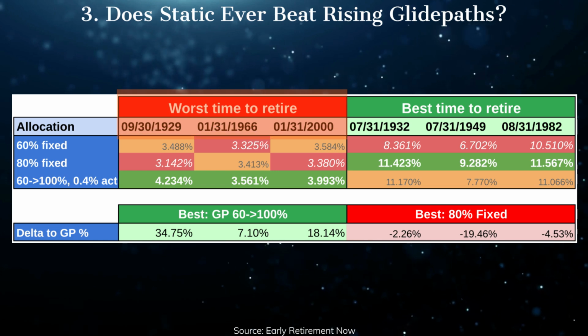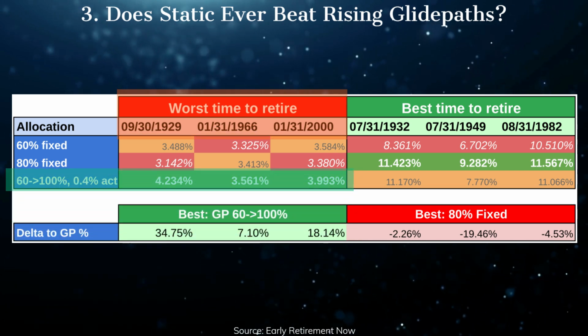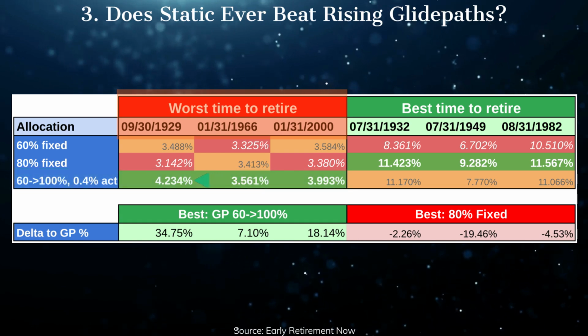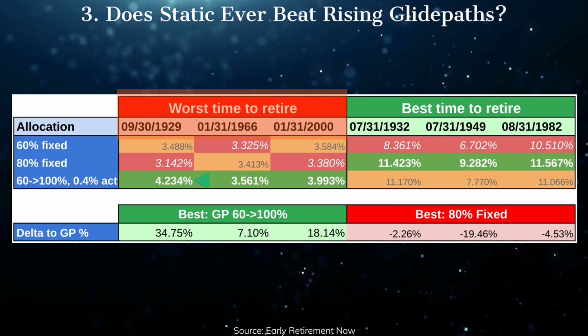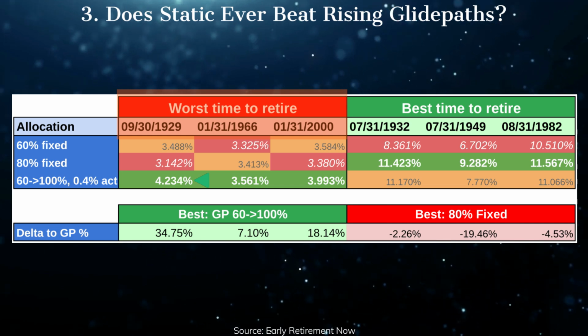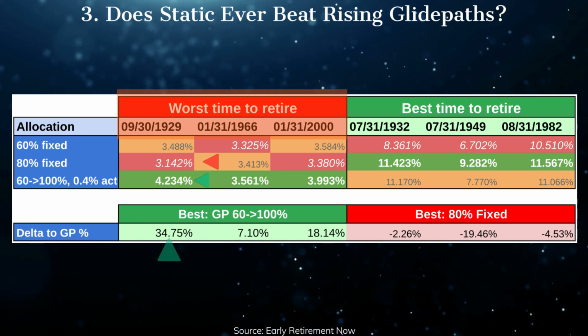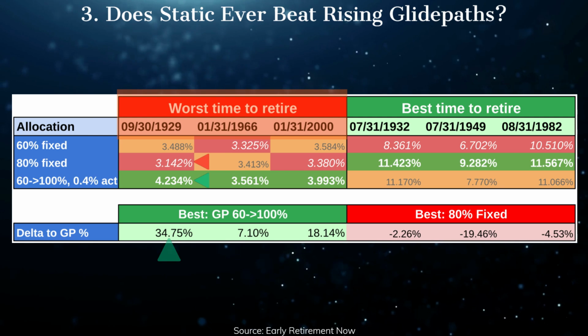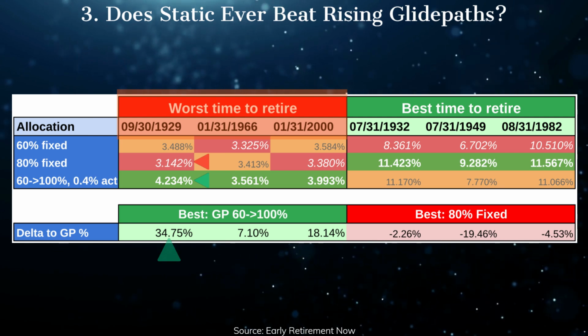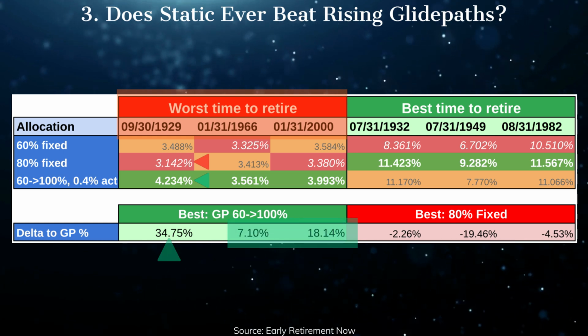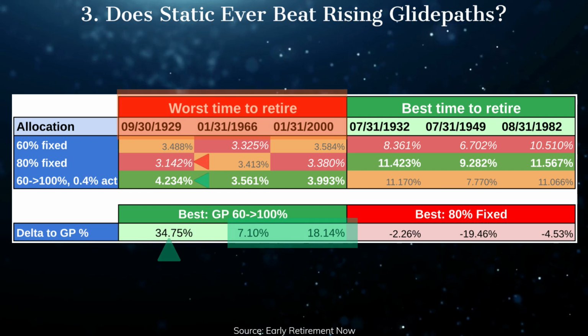In a bad market, the glide path option is consistently the best, and sometimes by a significant margin. In the Great Depression, the glide path option enabled a safe withdrawal rate of 4.23%, which is 34.75% higher than the static 80% portfolio, at 3.14%. That's a massive increase. You see similar patterns for the other two more recent periods, retiring in 1966 and 2000.